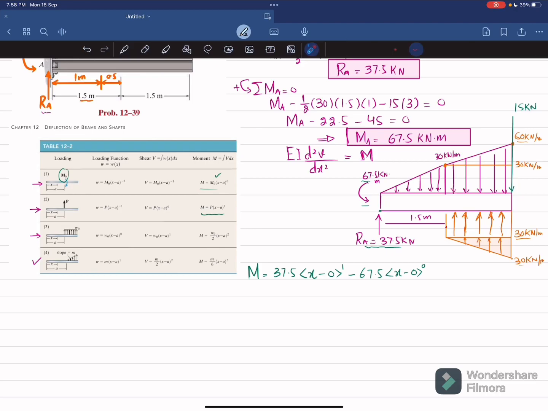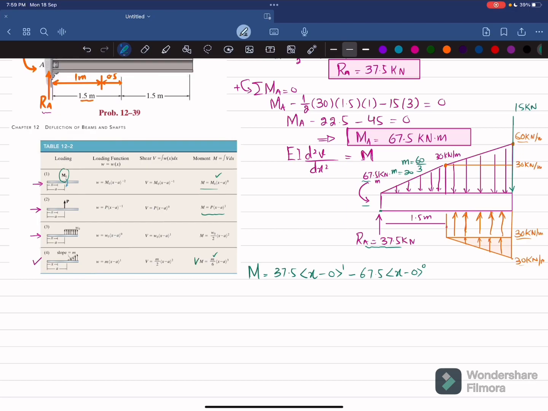Now we will take this uniformly increasing load till this point, and this is a triangular load. So for triangular load, we will choose this formula. What is small m? Small m is the slope, and the slope of this triangular load will be equal to perpendicular over base. So perpendicular is 60, and the total base length is 3. So m is equal to 60 divided by 3, which is equal to 20. So m is equal to 20.